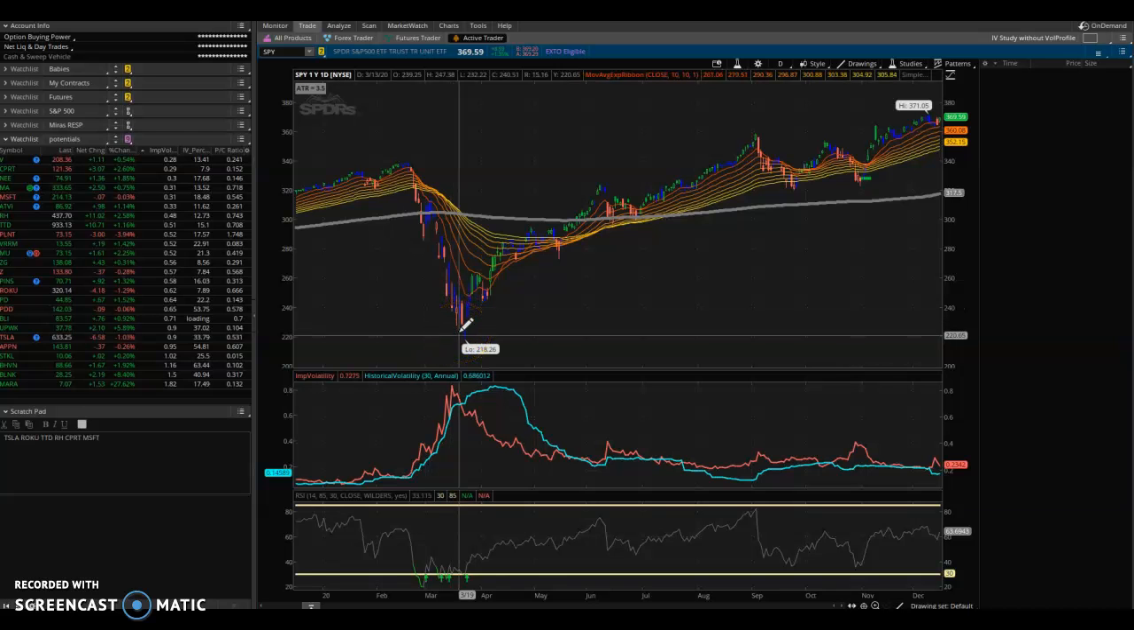So the point here is that you can see SPY, when it basically fell off a cliff in March because of the pandemic, implied volatility started spiking. And so you might have been buying put options, but you would have had to pay a healthy premium for them for you to make money on those.